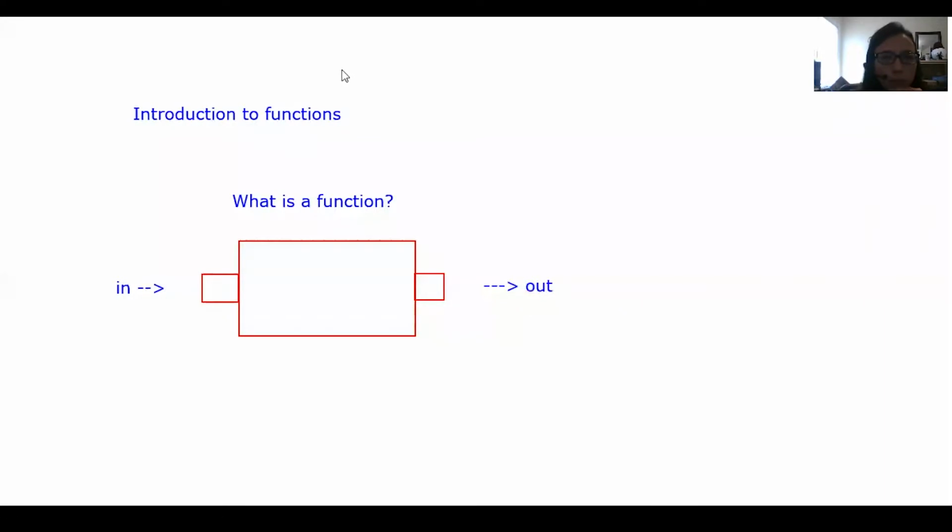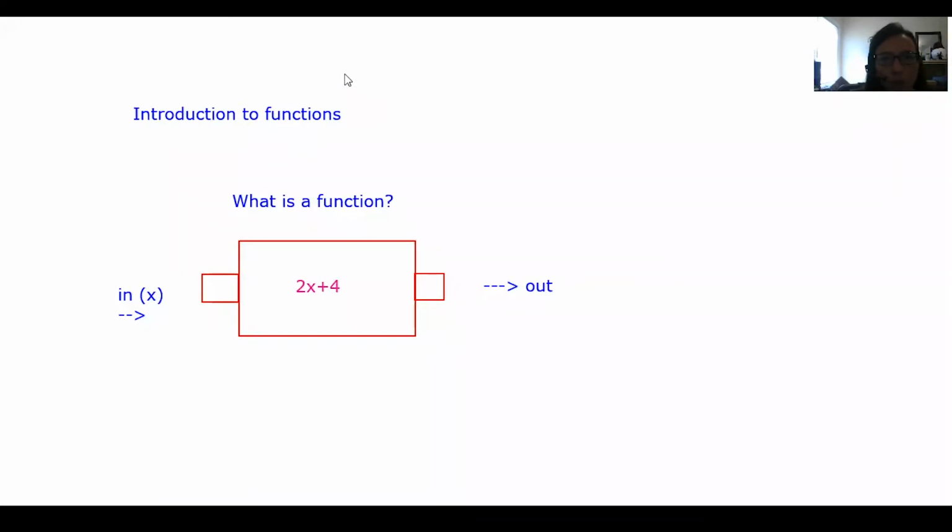Now, an example of a function might be something like this. So what this is saying is that whatever we put in, which would be our x, is going to get multiplied by this 2. And then it's going to have 4 added to it. Whatever results then is going to come out the other side. Sometimes we refer to that as y.